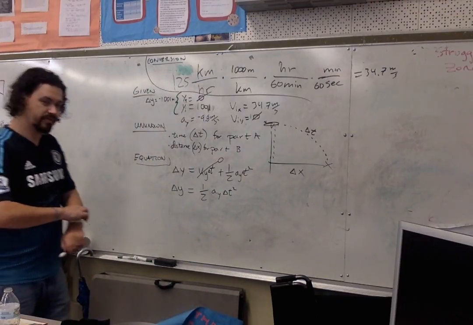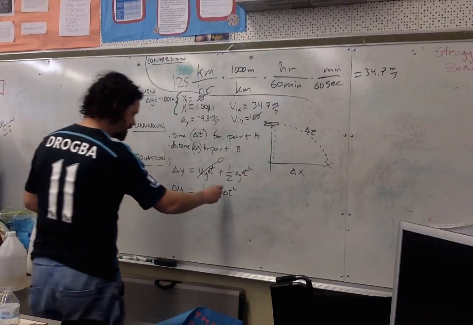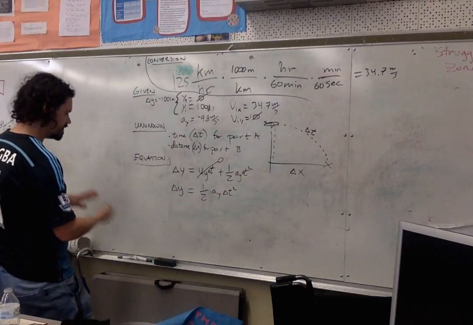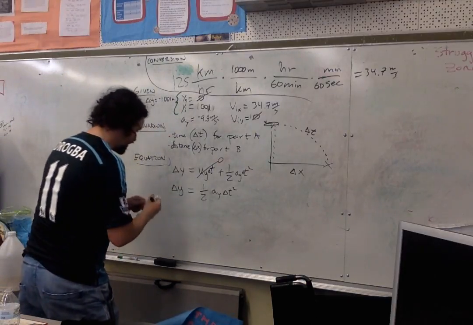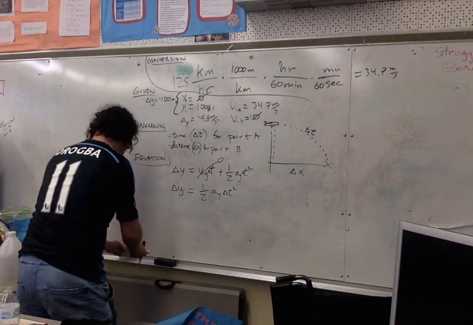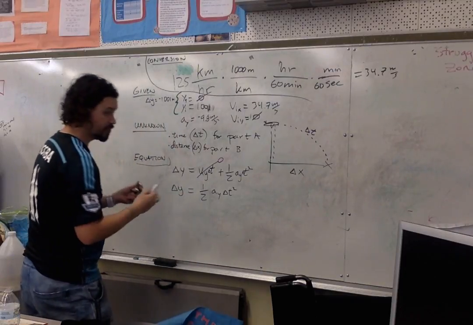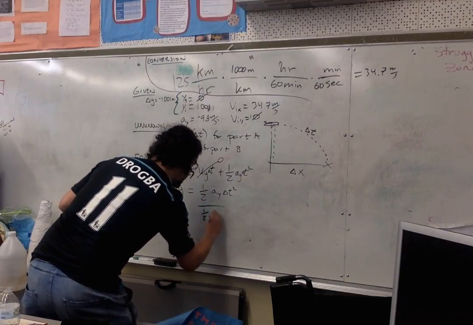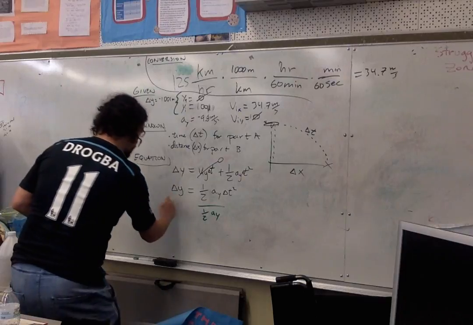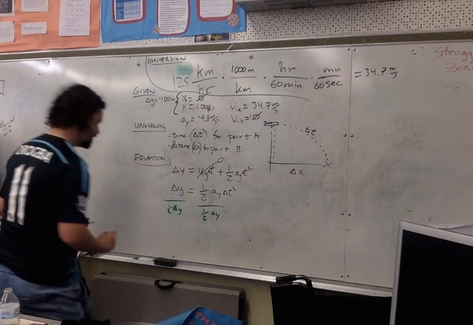Now, if the goal here is to solve for delta t, then we just need to isolate delta t and get everything else to the other side. So watch this. That's what I'm going to do. I'm going to divide. Basically, I'm going to multiply by the reciprocal here. So we'll divide by 1/2 a_y on both sides. A little y, there we go.